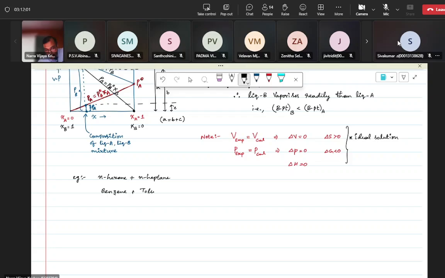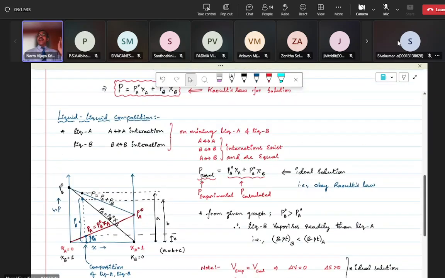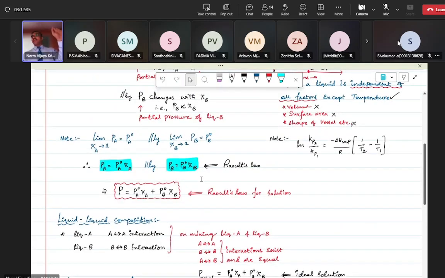Benzene plus toluene. Chlorobenzene plus bromobenzene. Carbon tetrachloride plus silicon tetrachloride. Ethyl chloride plus ethyl bromide. All these are examples of ideal solutions. In the next class, we will see non-ideal solutions. Do you have any questions, sir, in liquid compositions?